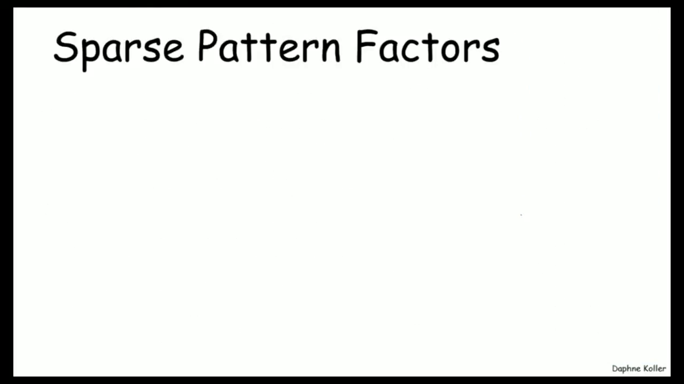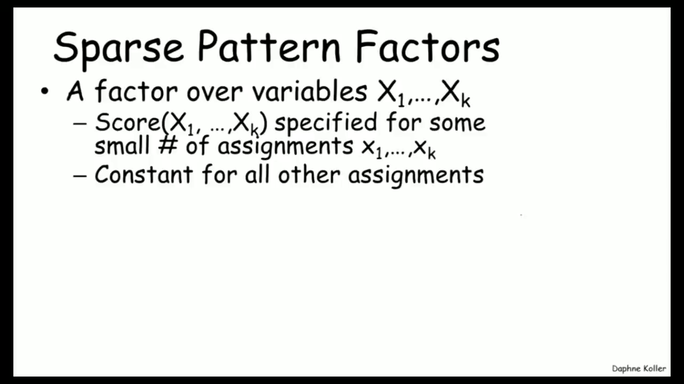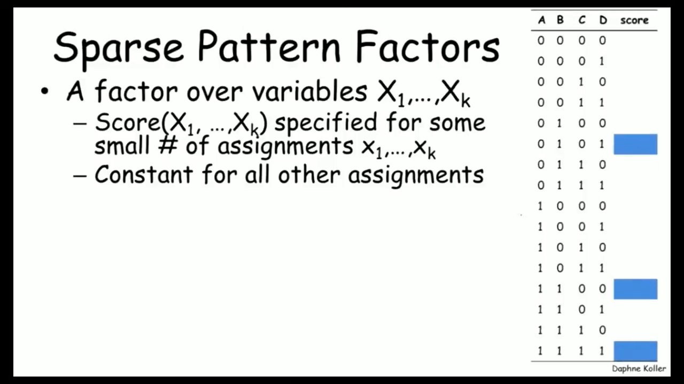A different one that also turns out to be very useful in practice is the notion of sparse patterns. So here again, you can have an arbitrary number of variables x1 up to xk, but you only specify a score for some small number of assignments. So here, for example, is a factor again over A, B, C, and D, and I have now only 3 entries in that factor that get some value. They don't have to get the same value, but they get some value, and all of the ones that are white have exactly the same score, generally 0.